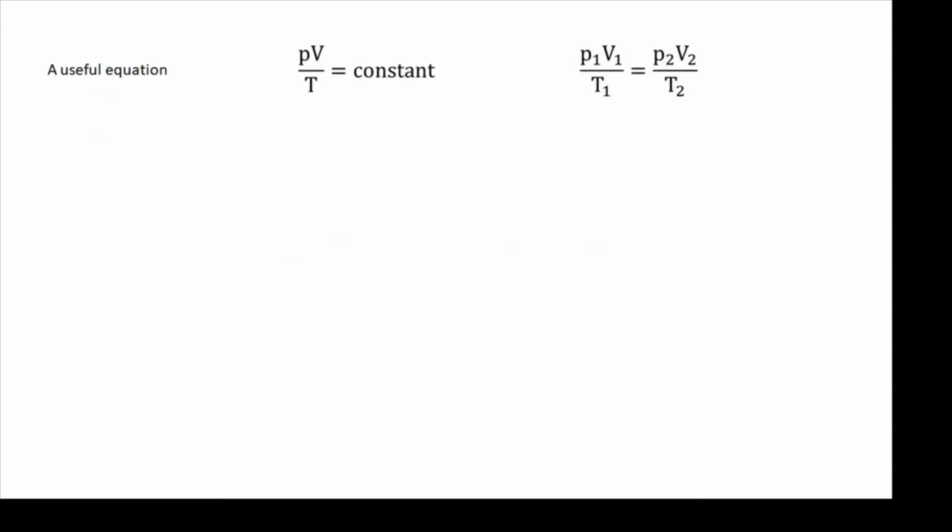Now, another very useful equation. If PV equals a constant times T, then PV over T equals a constant. Therefore, if you have a gas, and let's say you heat it up or you squash it or whatever, if it's a fixed mass of gas, then P1 V1 over T1 equals P2 V2 over T2.